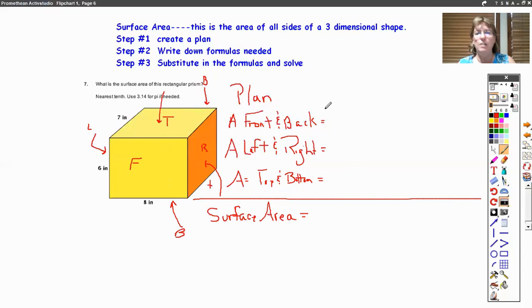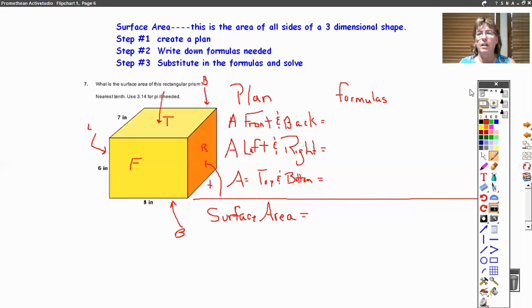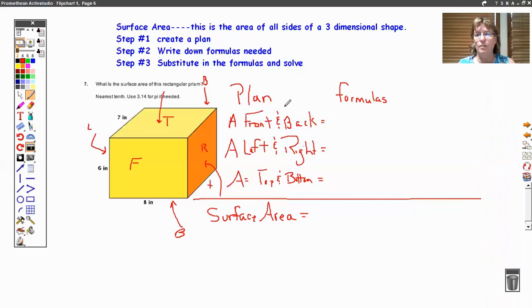And then the next thing I do is I put in my formulas, okay? So first is my plan, then is my formulas, and then the last one is I actually substitute the numbers and I solve, right? So I have my plan, my formulas, and then I'm going to solve. So actually I'll substitute and solve. And it's the exact same thing. It's just got a little more detail here.